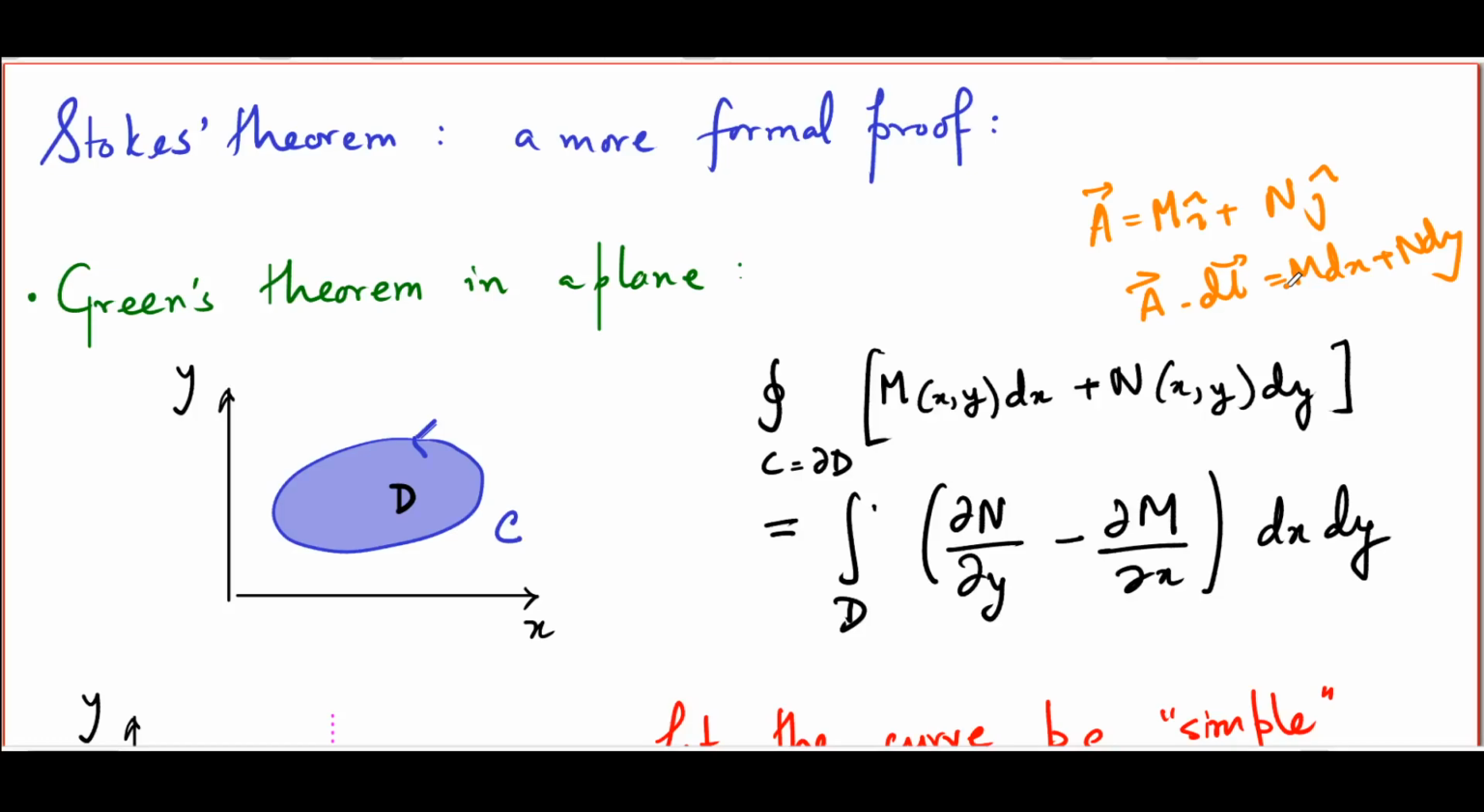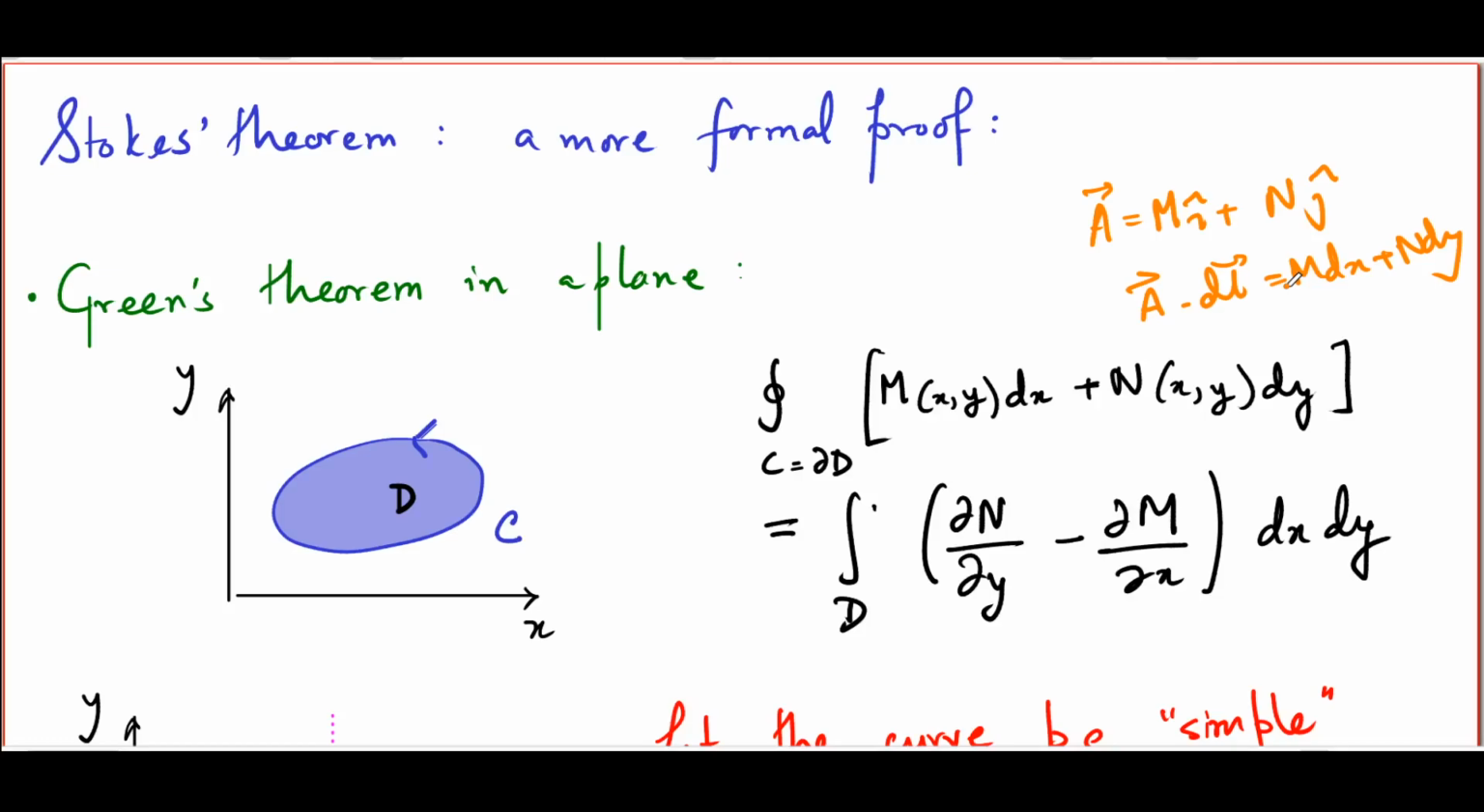The reason why it has a separate name is, of course, A, it was discovered before Stokes' theorem by Green, and B, because it is actually used as an ingredient in the proof of Stokes' theorem. So, even though this is a special case, it has to be established as an independent result first.